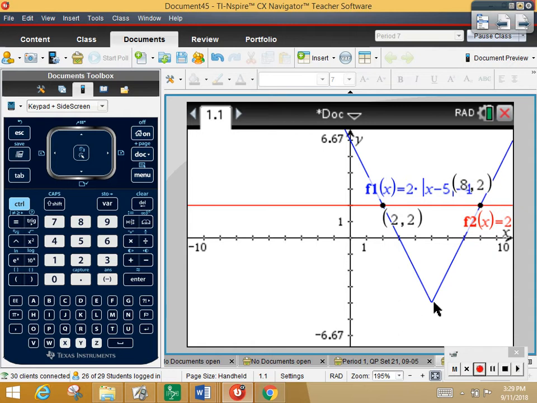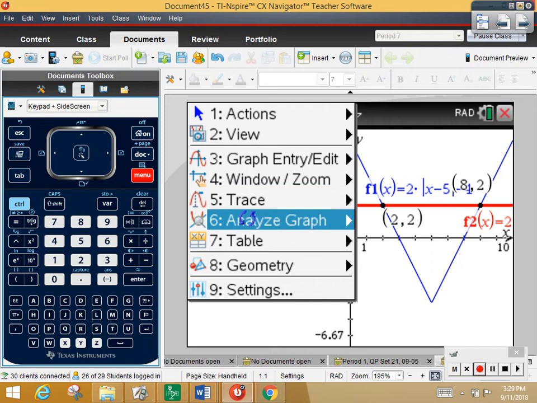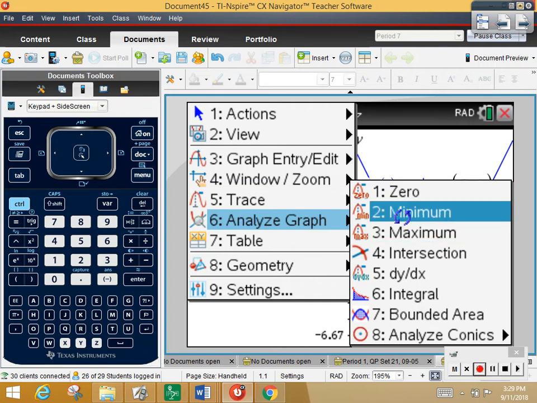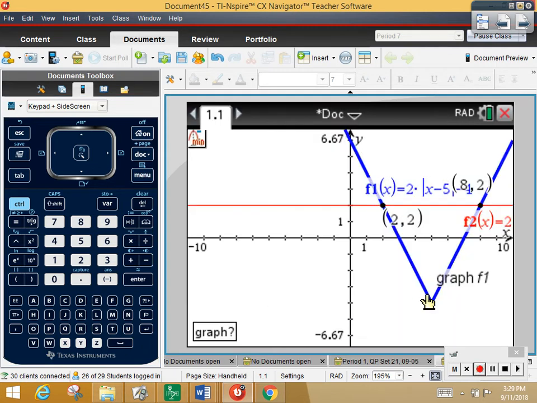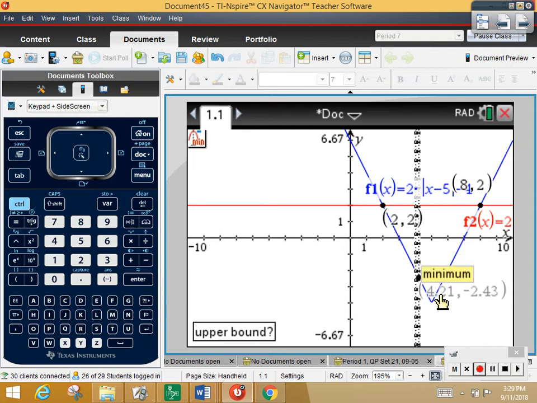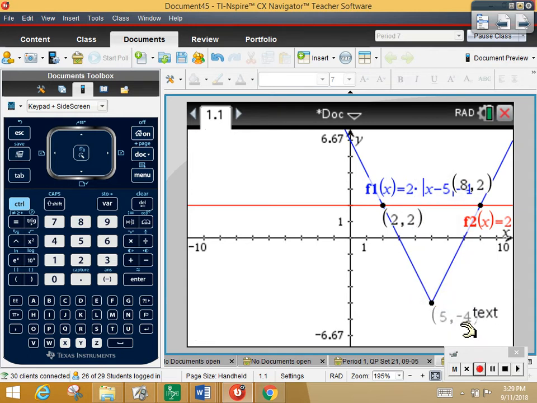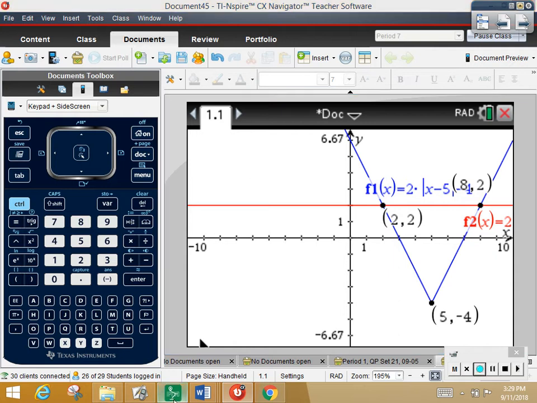In order to be able to graph this too, I'm going to go ahead and find the vertex of our absolute value by pressing Menu, Analyze Graph, and that is a minimum point. So you have to click on the graph you want to find the minimum of and go to the left and right of it, and so there's my vertex. So what I'm going to do now is plot these 3 points on our paper so that we can work with it here.